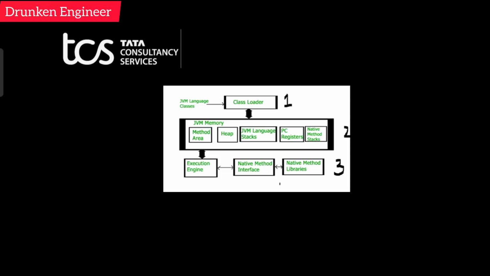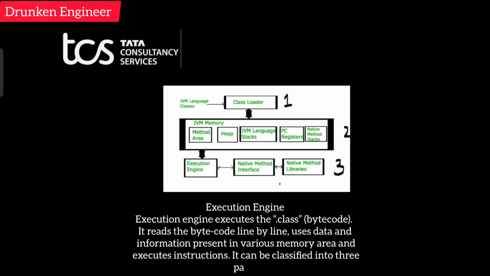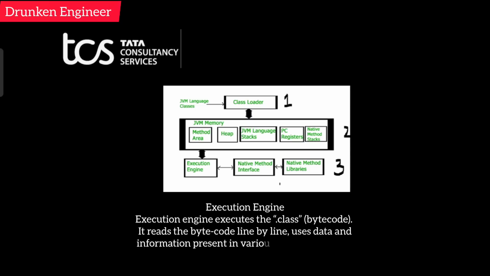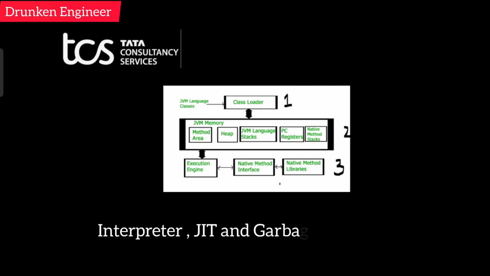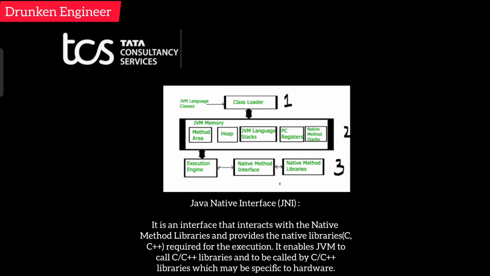And now next let's talk about the execution engine. The execution engine executes the .class file, the bytecode. It reads the bytecode line by line, uses data and information present in the various memory areas, and executes the instruction. It can be classified into three parts again: interpreter, JIT, which we call just-in-time compiler, and garbage collector.